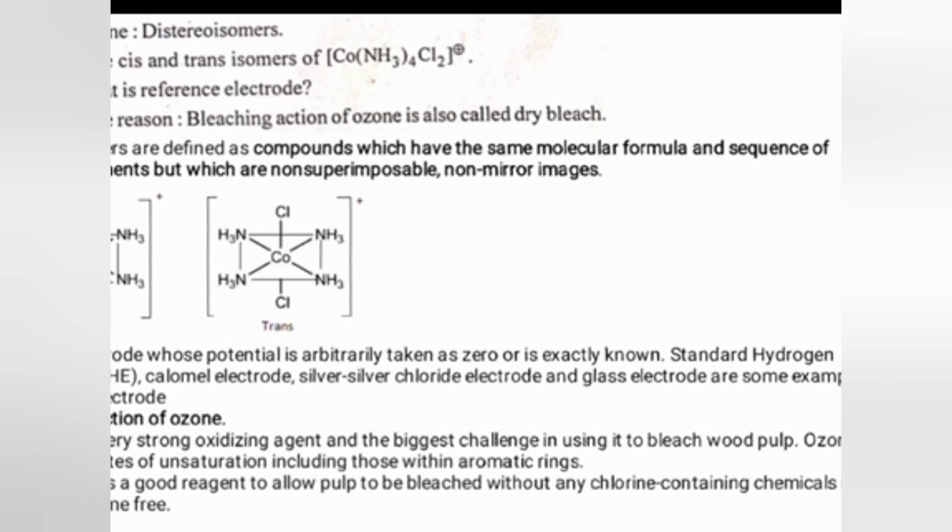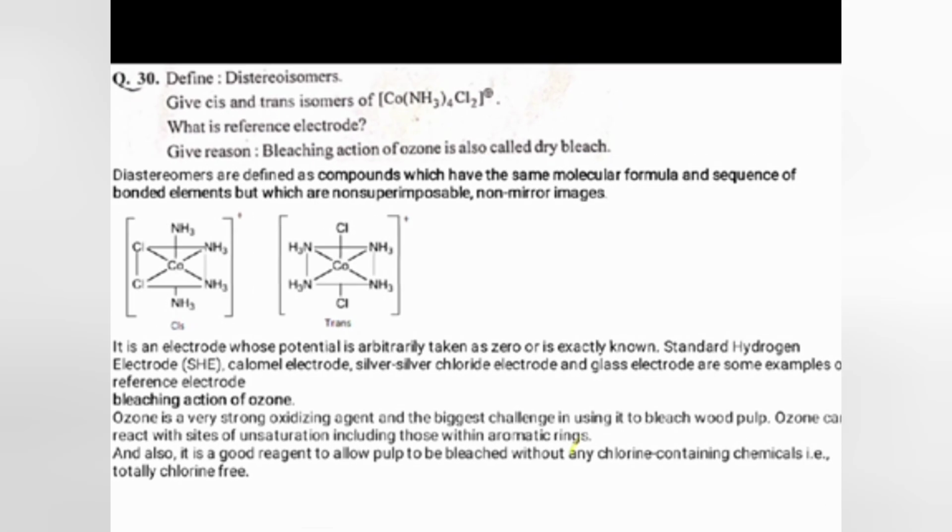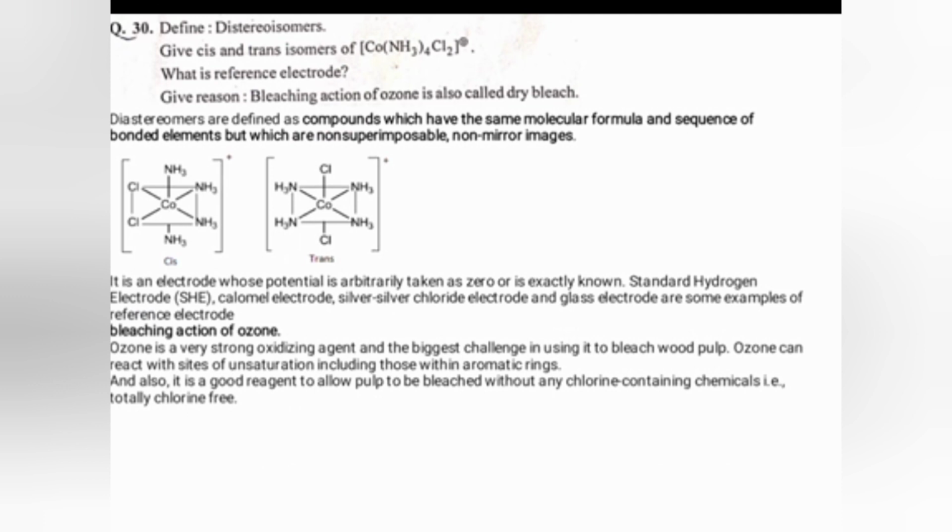What is the reference electrode? A reference electrode is one whose potential is arbitrarily taken as 0 and is exactly known. The standard hydrogen electrode, that is SHE, the calomel electrode, and the silver electrode we are utilizing as reference electrodes in electrochemistry.